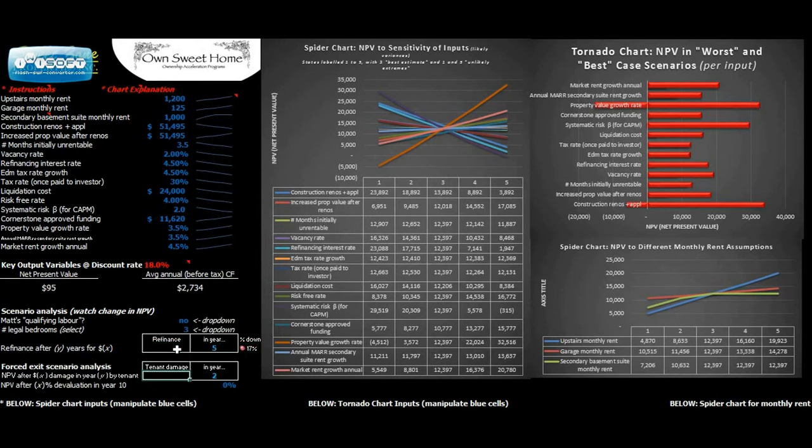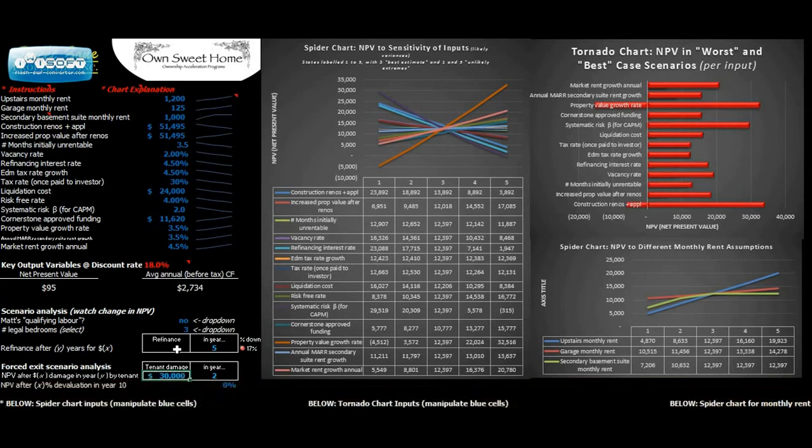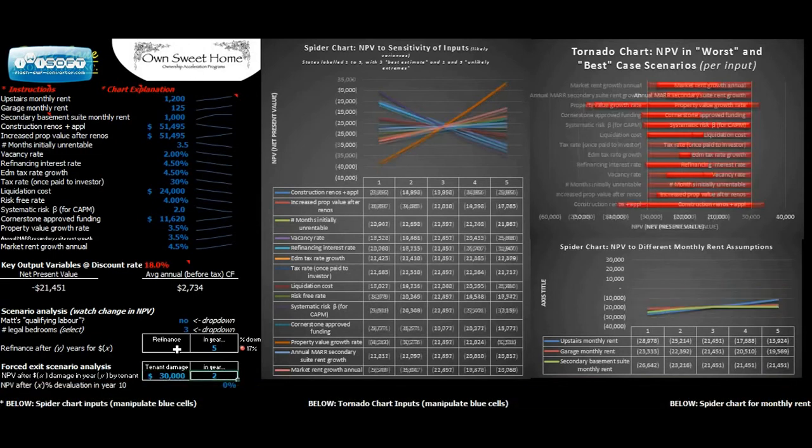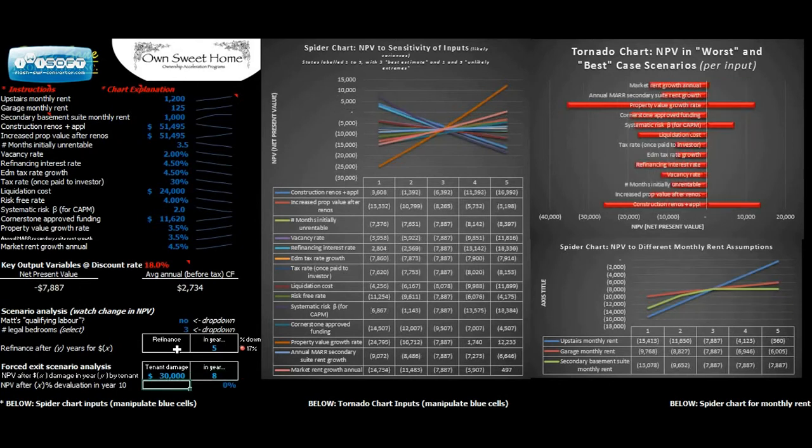Now let's say something bad happens. Let's say a tenant damages the property. Choose what year it happens in. So the further in the future the tenant damages the property, the less cash flows will be penalized. But let's say I get $30,000 of tenant damage. Let's say my insurance won't even cover it. That happens in year 2. You can see it's now a negative 20% NPV. So that one really hurts. But let's say that one happens in year 8. All of a sudden it's negative $8,000. So you can play around with that.